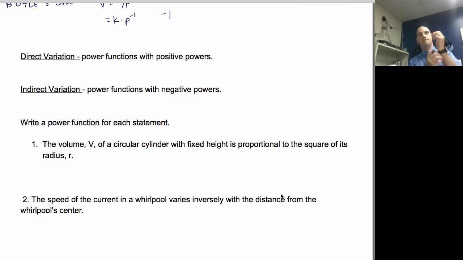So that's my variable, like an x or a radius or a pressure in terms of Boyle's law, or a distance in terms of the gravitational pull. And being able to rewrite it so that it's my constant times my variable to a power, whether that's positive or negative. Direct variation is power functions with positive powers. Indirect variations are functions with negative powers. So these are going to have multiplication in them. And these can be written as multiplication to a negative power, but generally they're going to have division in them.